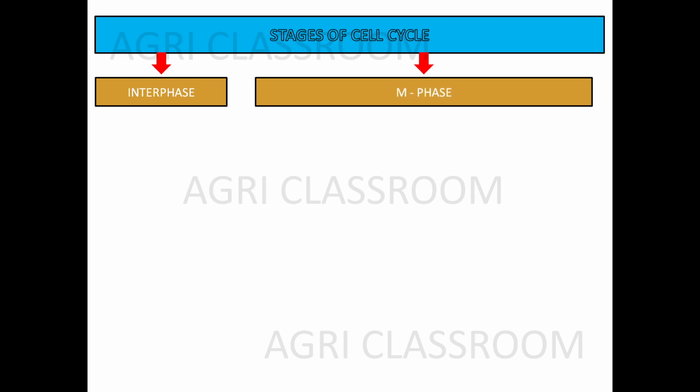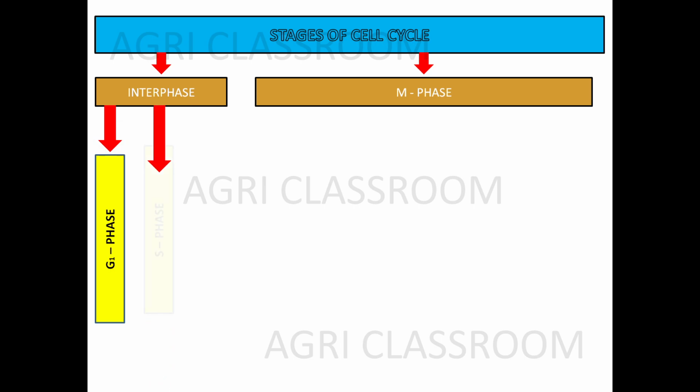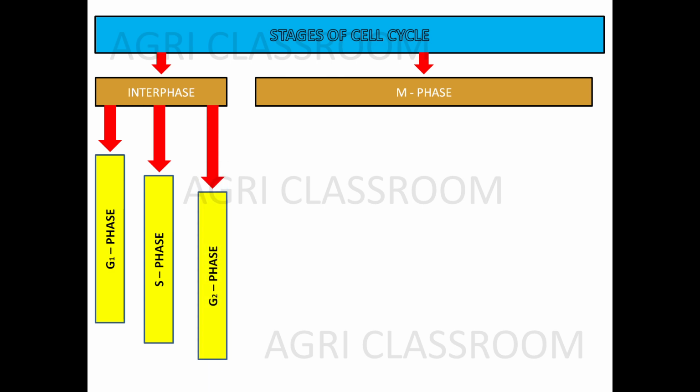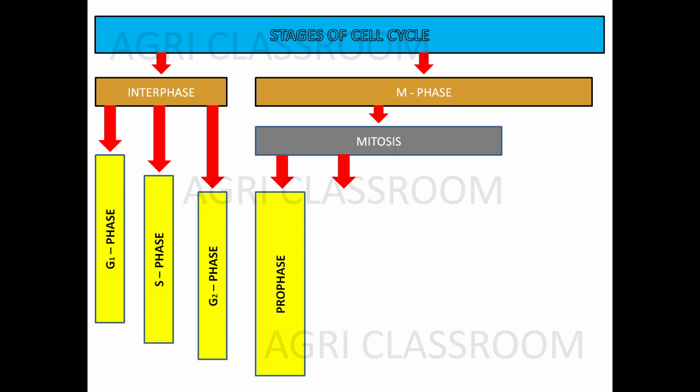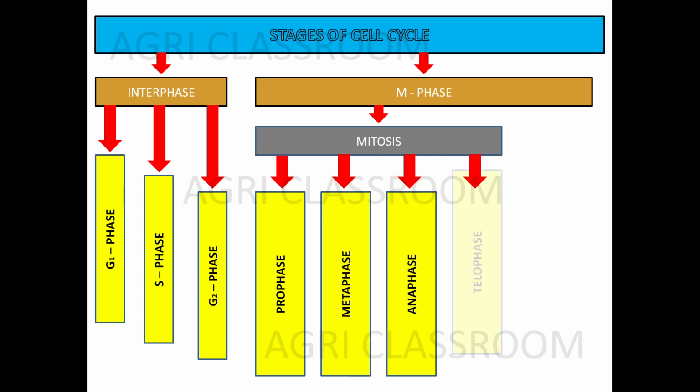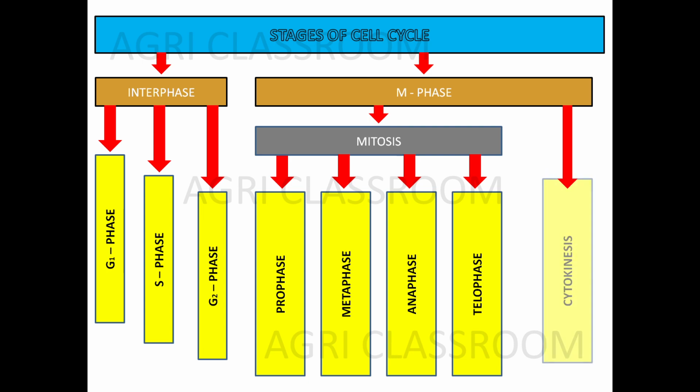In the mitotic cell cycle there are mainly two stages. The first one is interphase, and the second one is M phase. In interphase, there are three substages. Those are G1 phase, S phase, G2 phase, and in M phase there are two stages. The first stage is mitosis. In mitosis, prophase, metaphase, anaphase, telophase, and the second stage is cytokinesis. Detailed explanation of different stages of the mitotic cell cycle.